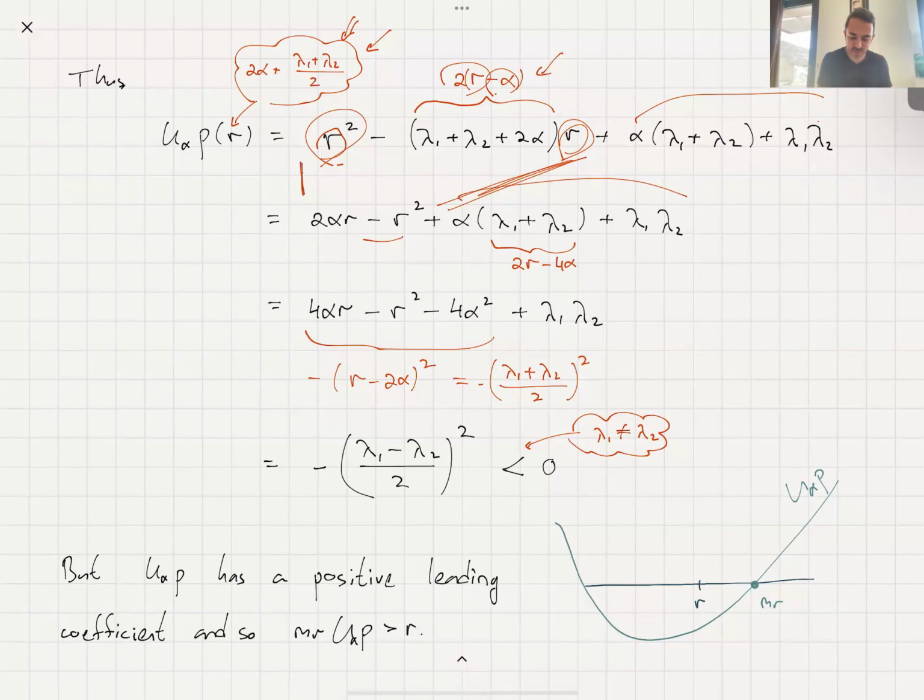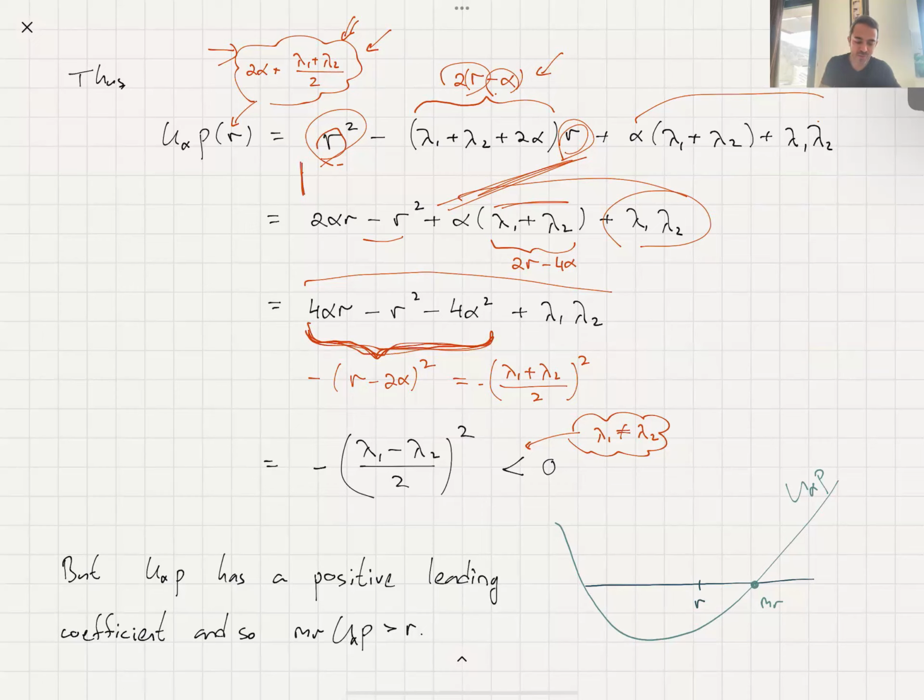Now let's do that again, but for this expression. So what is lambda 1 plus lambda 2? Again, from the definition of R in terms of alpha, it's twice R minus 2 alpha, or 2R minus 4 alpha. So again, rearranging, you get this expression. I never touched that so far. And now, if you stare at it for a second, you'll see that this is a minus of this perfect square, R minus 2 alpha squared, right? Just this part.